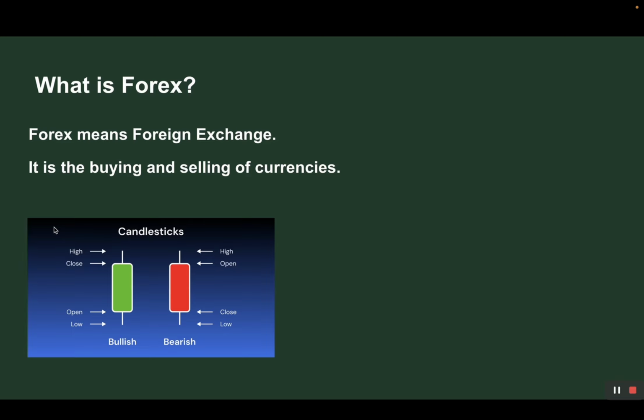You can see on the screen in this class, Forex means foreign exchange. It is the buying and selling of currencies. That is the simple definition of Forex. You can see this is a green candle, this is a red candle. Which means if you see a lot of green like this, the market is trying to go up. I will show you in a real example in this video. So let's proceed with the presentation.